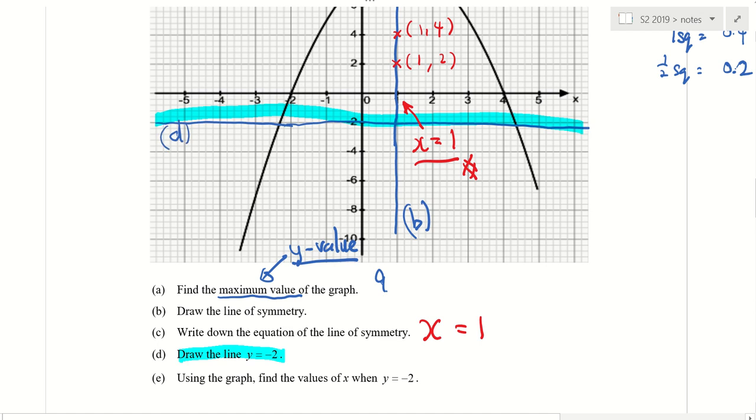Everyone clear? Okay. Now for clarity's sake, we want to label the equation as well. So you can write something like that. Y equals to negative 2. Okay. Like that, confirm got one.